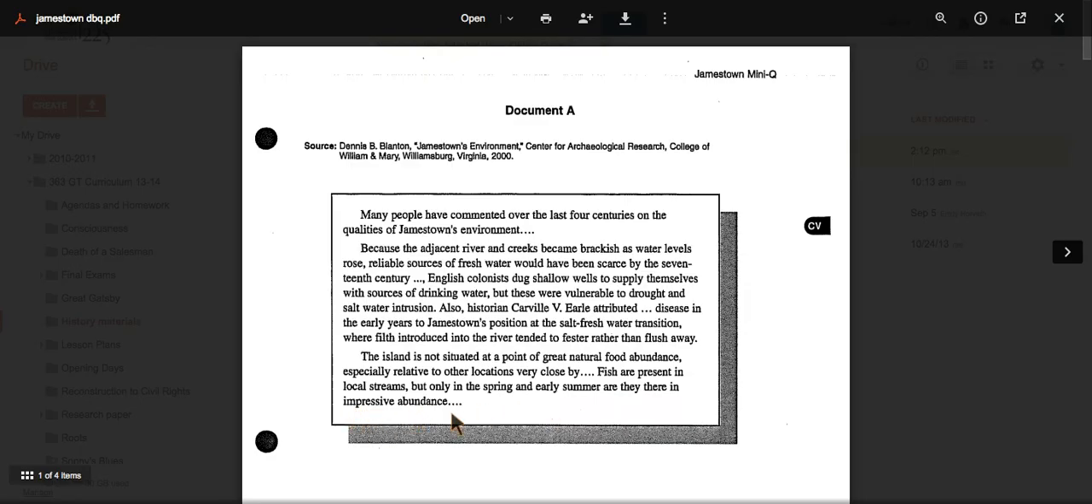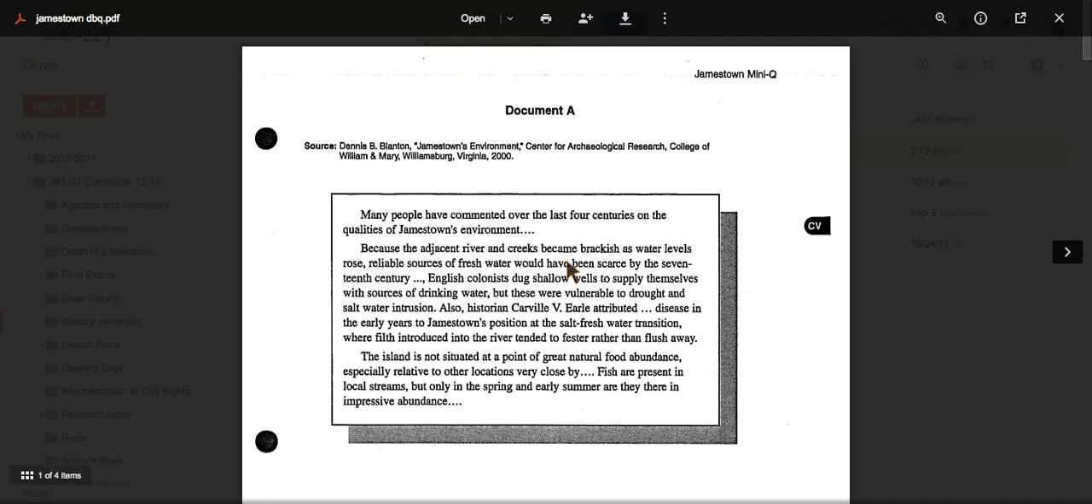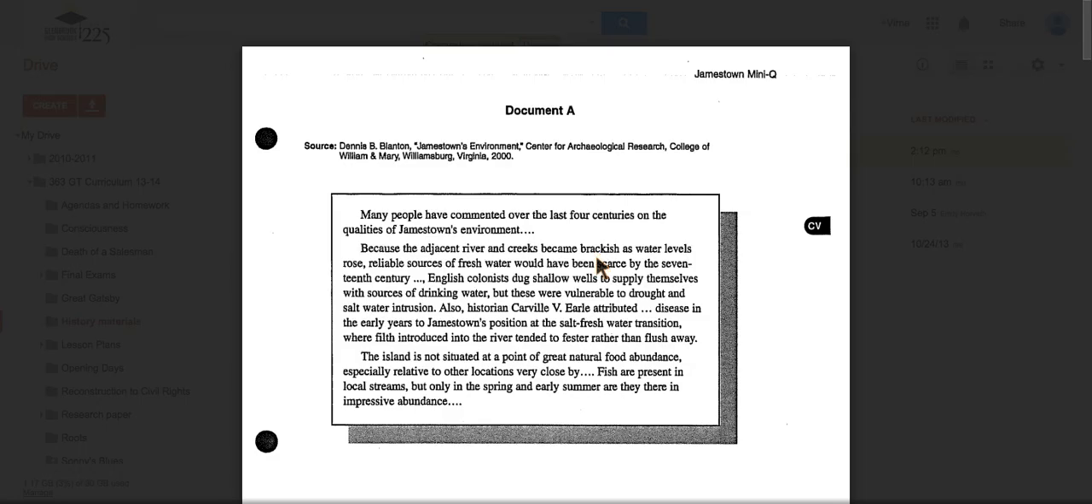So after I've read through the whole document, I'm going to go back. The first sentence tells me that over the last 4 centuries, people have commented on Jamestown's environment. That means that people have been studying Jamestown's environment and maybe trying to answer the question of why so many colonists died there for a long, long time. This is just another study on Jamestown's environment that is reviewing, in this case, other research on Jamestown. In this case, it also suggests that sometimes the creek and water around Jamestown became brackish.